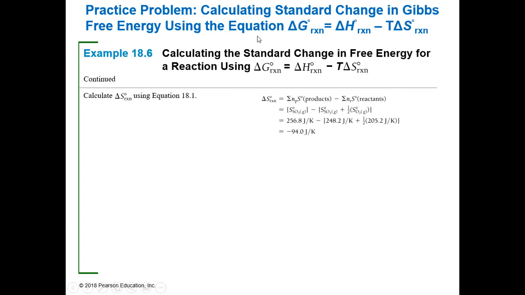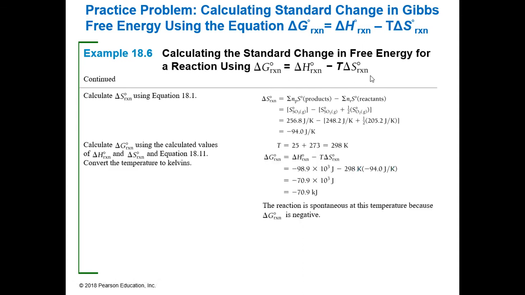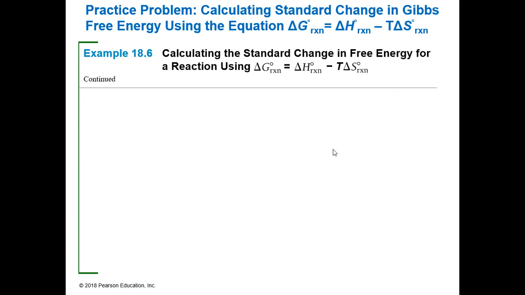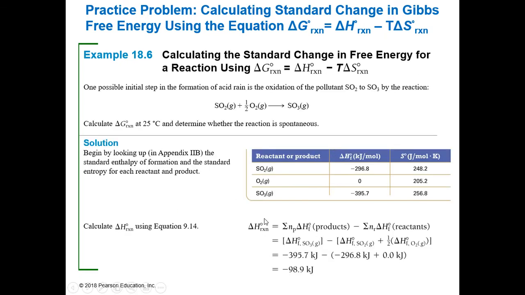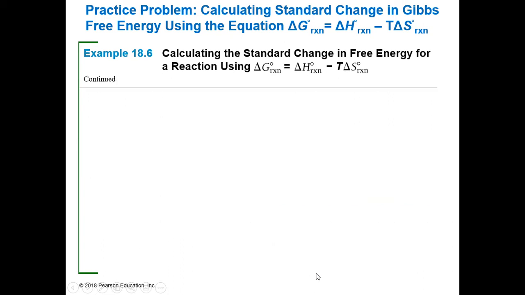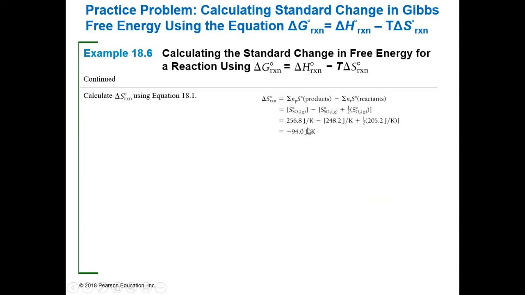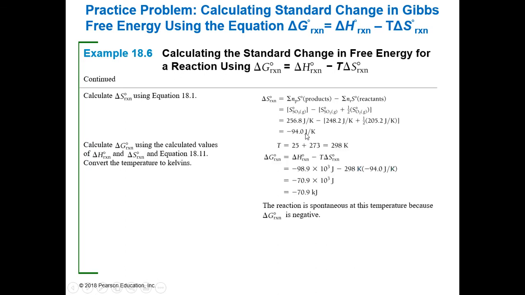We can then go ahead and plug it into our equation, right? Because we have this equation here. The only thing we do need to remember is that our temperature needs to be in Kelvin. So we were at 25 degrees Celsius, right? Add 273, so we're at 298 Kelvin. One other thing we need to remember, if we look back at what our delta H value was, it was negative 98.9 kilojoules. Well, that's kilojoules. S is in joules, so you need to make sure you convert.